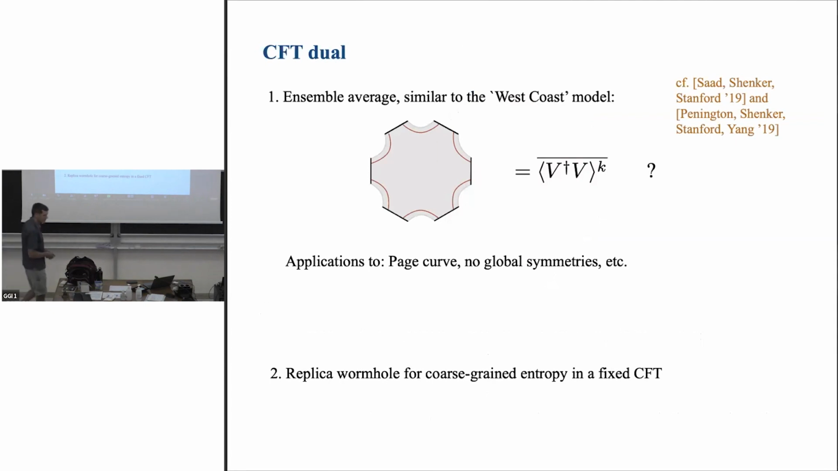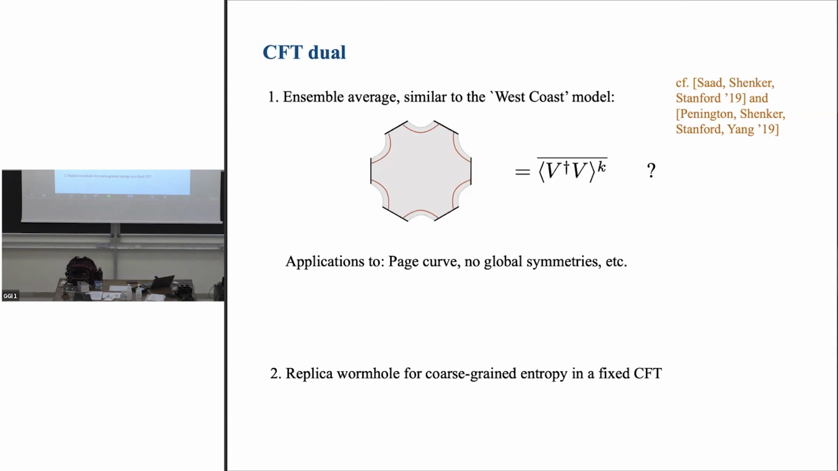Okay, so now I'm going to discuss the CFT dual. There are different ways, as I mentioned at the beginning, of interpreting this. One is as an ensemble average, similar to what's been discussed in 2 dimensions, especially in this West Coast model paper, where you interpret these as the average calculation of v dagger v, this correlation function raised to the k power.